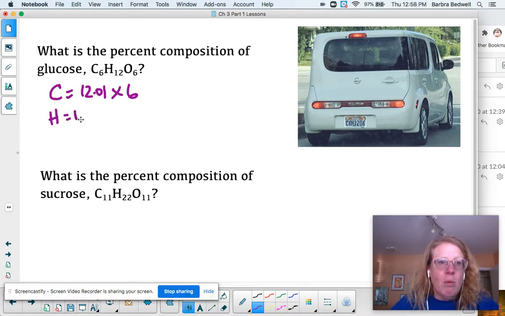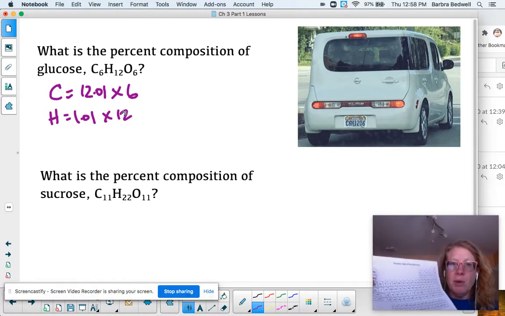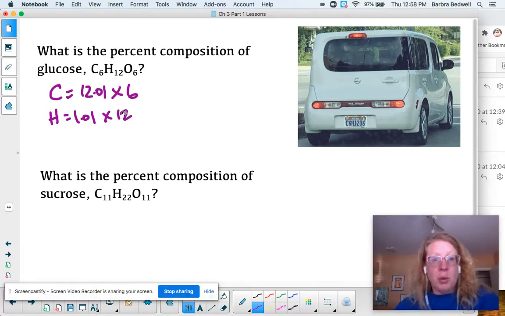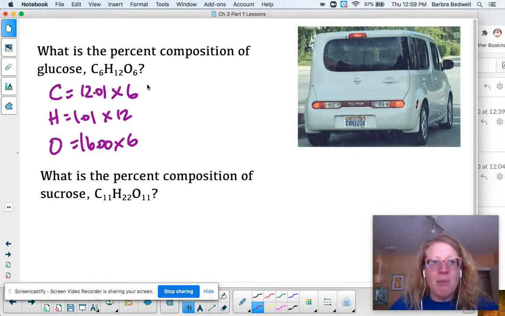Hydrogen would be 1.01 times 12. By the way, 12.01, 1.01, those are coming from your periodic table. Those are molar masses. Times 12, because there's 12 atoms in there, right? And then oxygen is going to be 16.00 times 6 atoms in there. So I'm taking this molecule apart. If I had a mole of these things, this would give me my ratios.